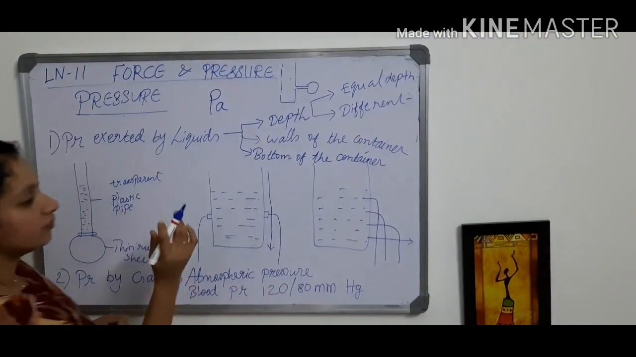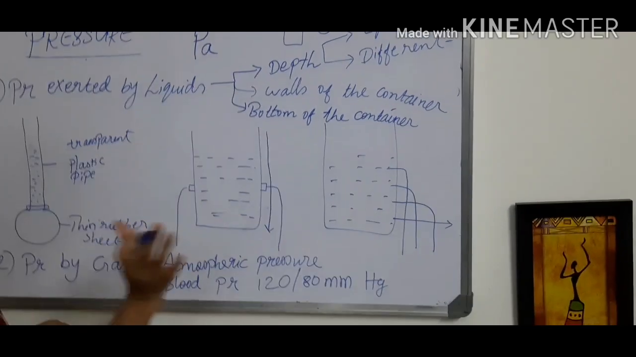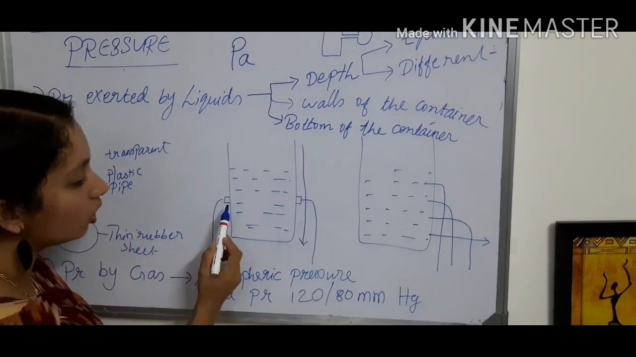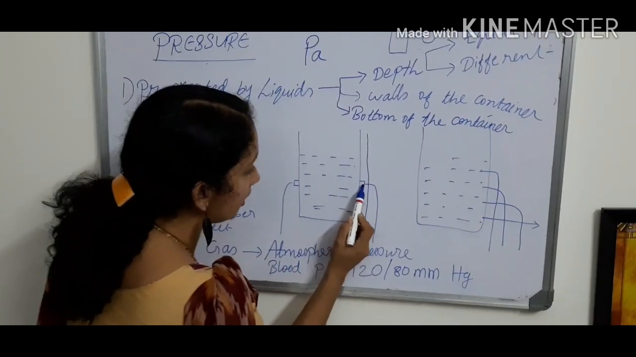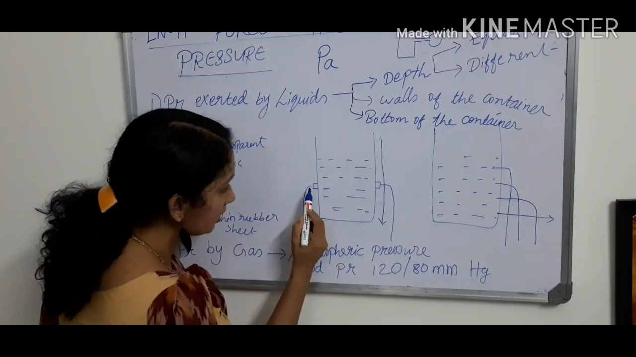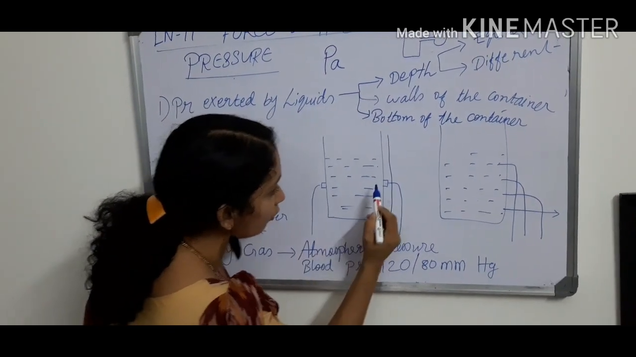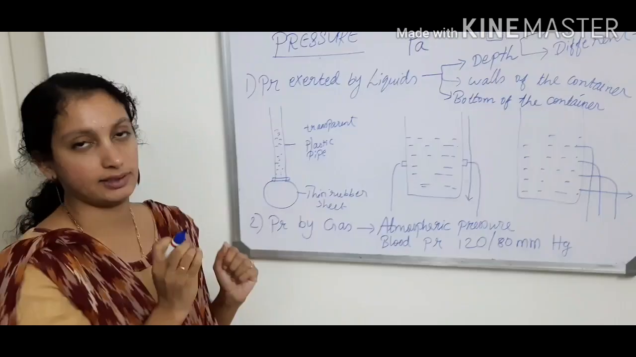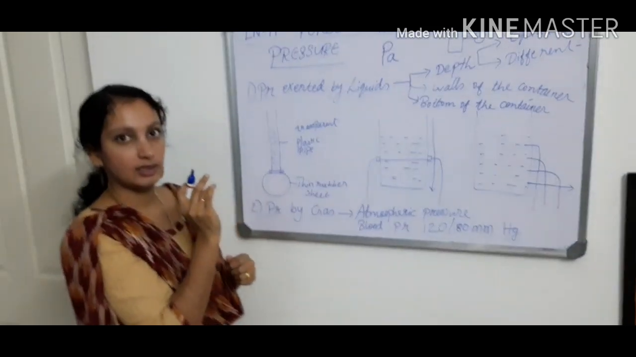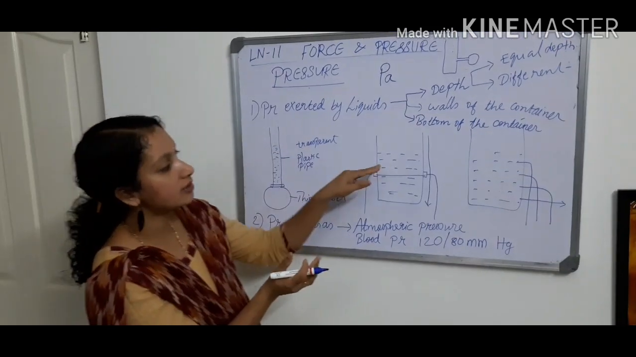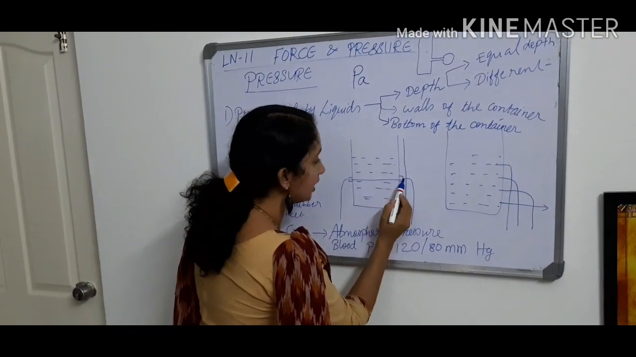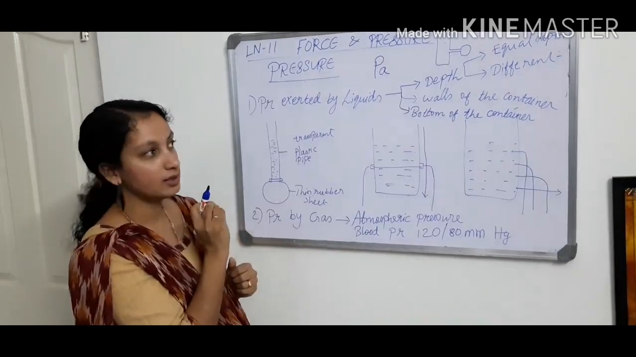First one is depth. If we take one container or bottle with water and make holes at the same depth in two opposite directions, you can see an equal flow of water outside. That means the pressure is the same. What is the pressure exerted by these water molecules? It is the same because the depth is the same.